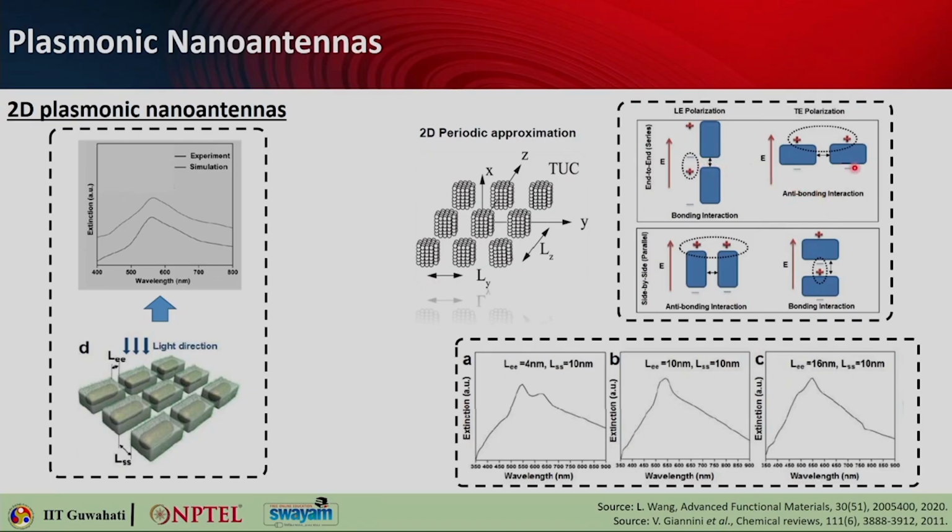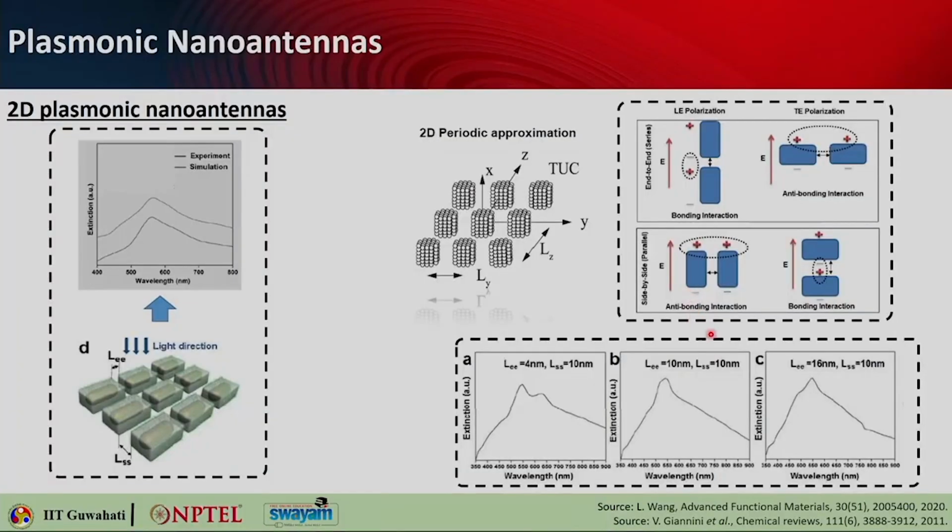You can also have the other type of interaction when the nanoparticles, or nano antennas, are placed side by side and the electric field is along the transverse direction. You have plus minus, and the positive charges are closer to each other now, or the negative charges are closer to each other. So, they will experience a repulsive force, and that will increase the energy and you will see a blue shift in the resonance peak.